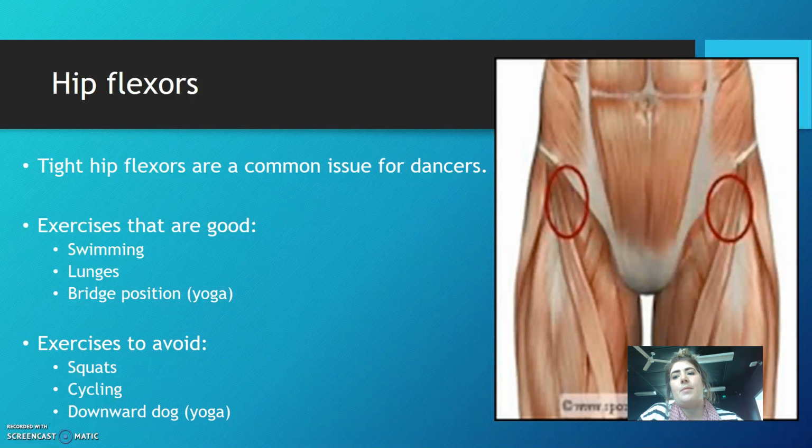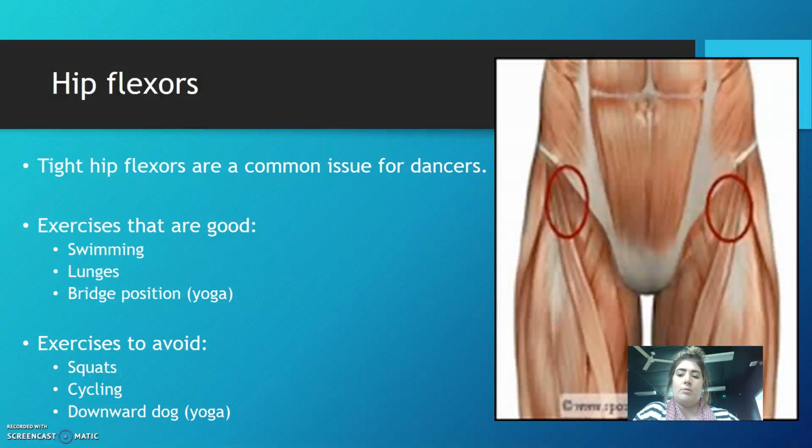Getting into talking about exercises, we always know that with exercise, with dance, there comes injury, and hip flexors are one of the most common injuries or tight areas for dance students and dancers professionally. There are lots of different exercises that can be really good to strengthen hip flexors and stretch them out. They include swimming, lunges when they're done correctly, and the bridge position that we see in yoga.